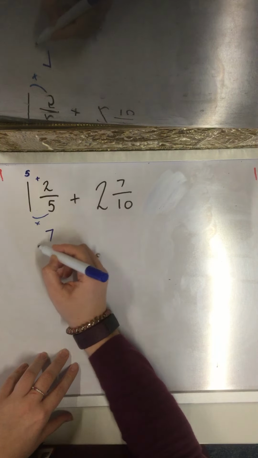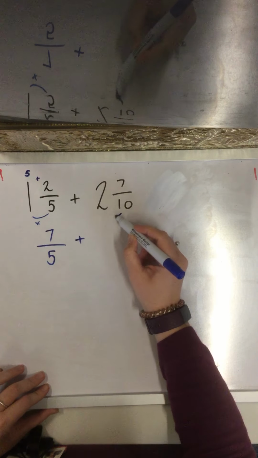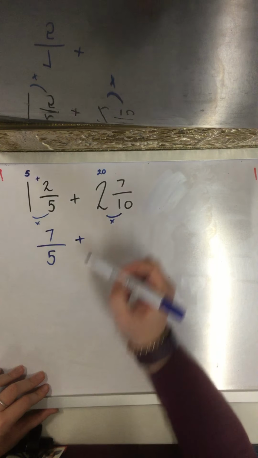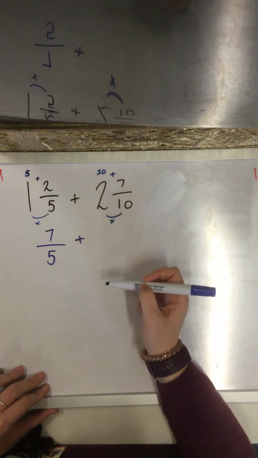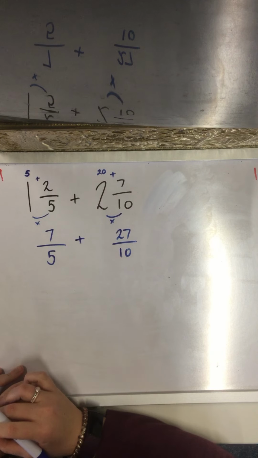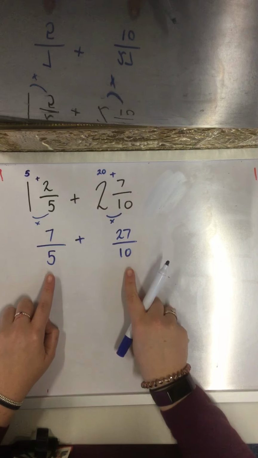I'm now going to look over at this one and do the exact same. I've got 10. 10 times 2, well I know that is 20. Then 20 plus 7 gives me 27 over 10. Okay, so I've now got two improper fractions, slightly easier to work with. So I have to do a bit more to these fractions now. So have a little look at these. I've got 5 and a 10 as my denominators.